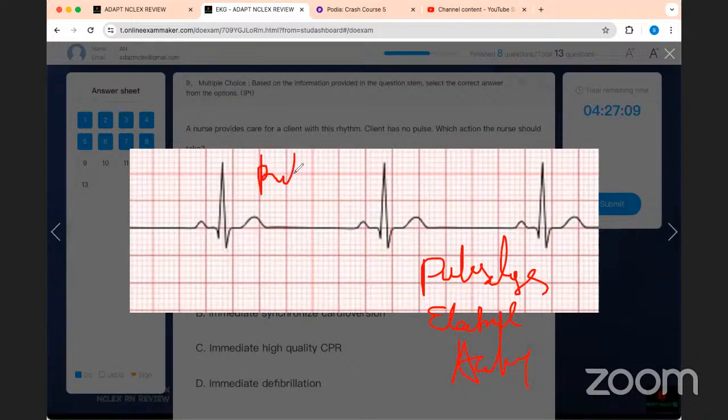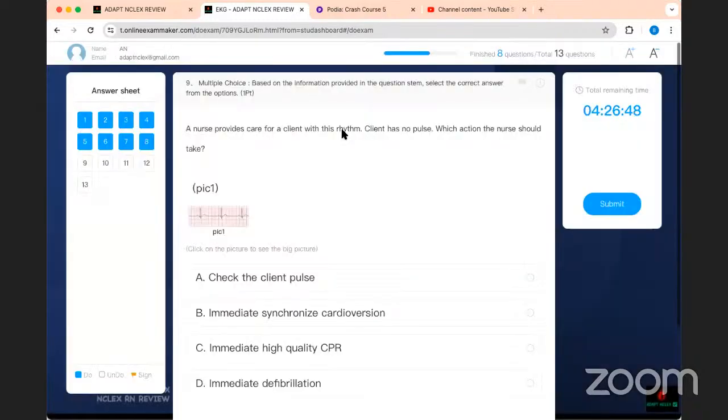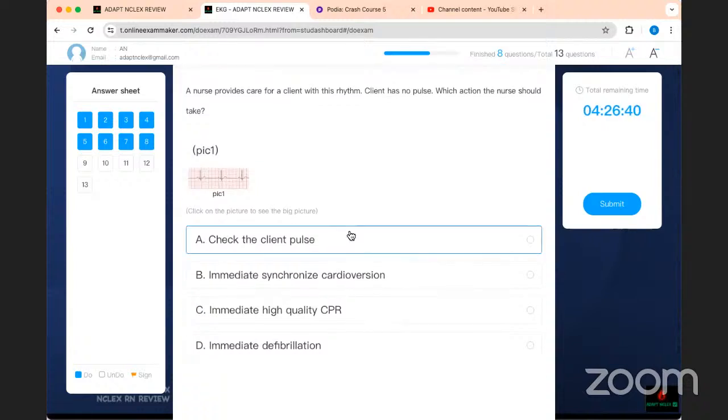So pulseless electrical activity. This is PEA. Now you got it. So if it's a PEA, it means your heart is dead, like your heart is playing games with you. If it's a PEA, what would you do? Check the client's pulse, immediate synchronized cardioversion, immediate high-quality CPR, immediate defibrillation.